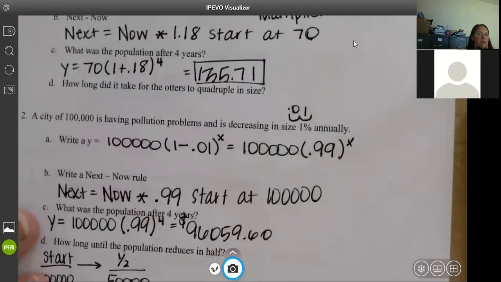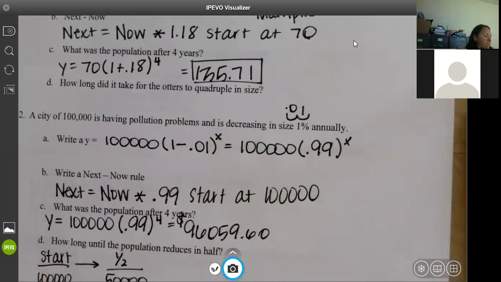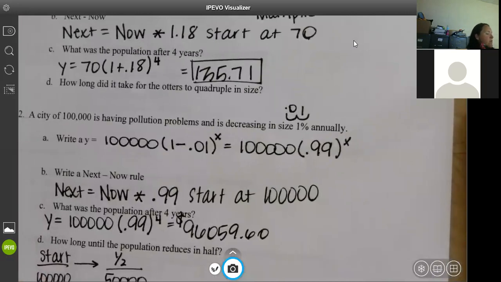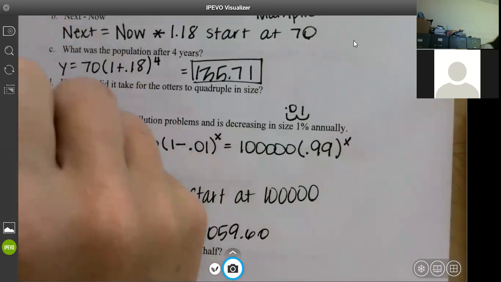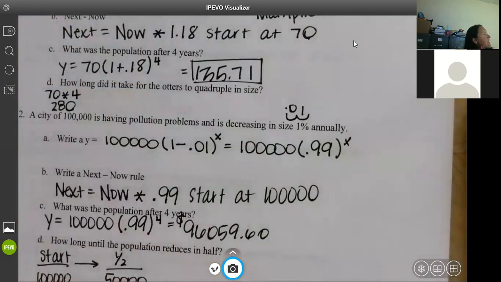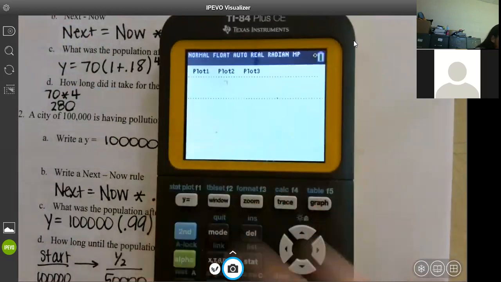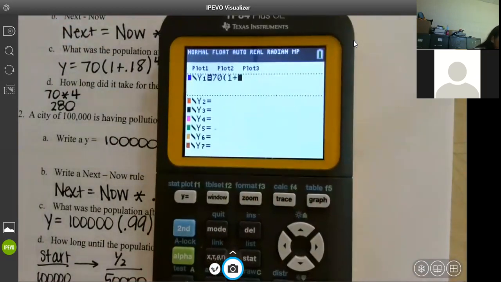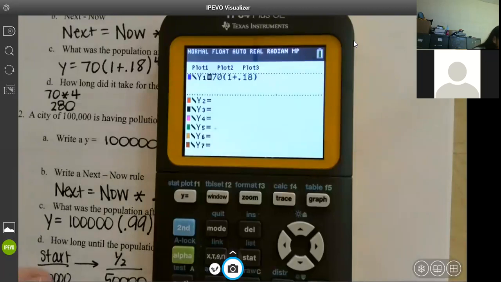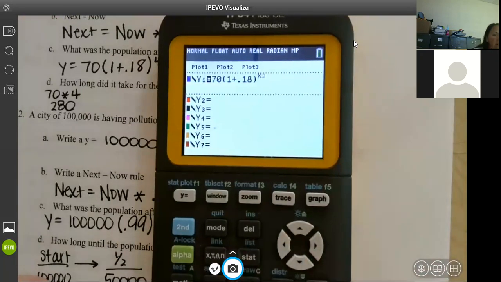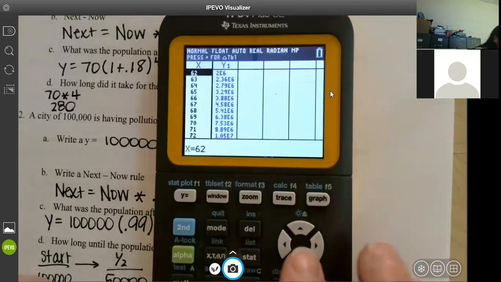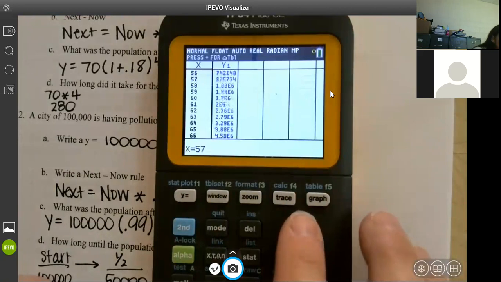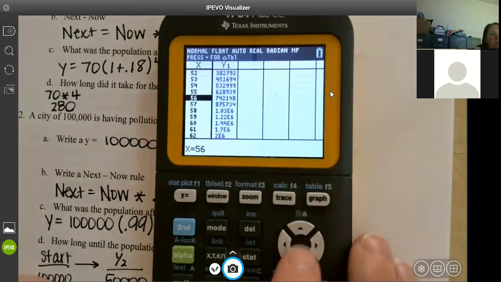All right, one more question up here. What does quadruple mean? 4. So we're going to take 70 and multiply it by 4 to get 280. So I'm going to put that function in and look at my table till when it gets to 280. So 70 times 1 plus 0.18 to the x. We're going to go to our table and we're looking for 280.